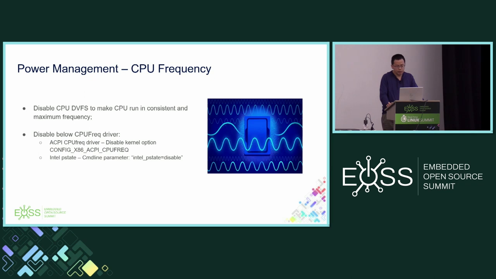Currently, there are usually two CPU frequency drivers for Intel CPUs. One is the traditional ACPI CPU frequency driver. The second one is the Intel P-State. We should disable them together. The ACPI CPU frequency driver could be disabled by the kernel option CONFIG_X86_ACPI_CPUFREQ. The Intel P-State could be disabled by just adding a command line parameter: intel_pstate=disable.